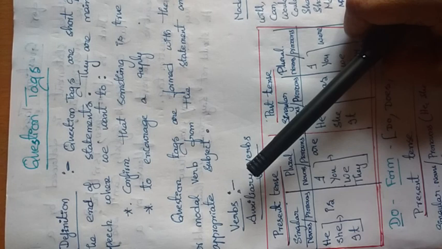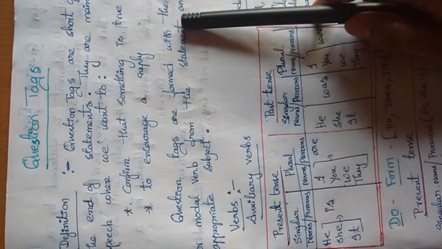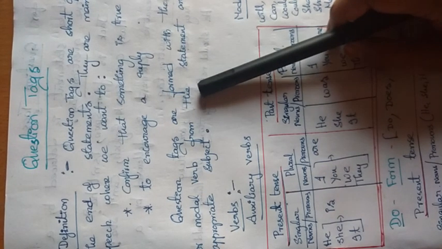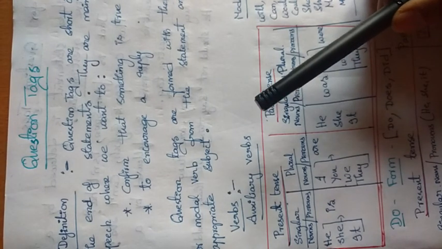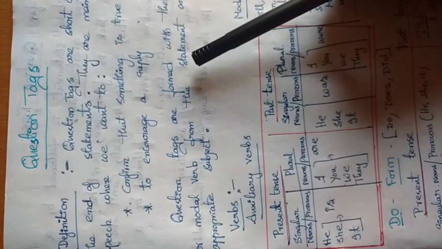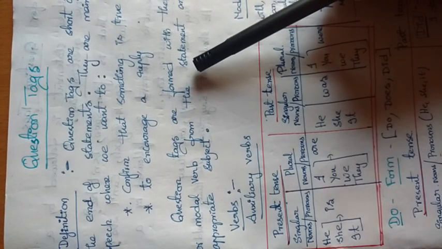Sometimes, I can do this, can I? I will work this, won't I? Like this, these are short forms of questions in order to make confirmation for the statement you made, whether that is true or not.